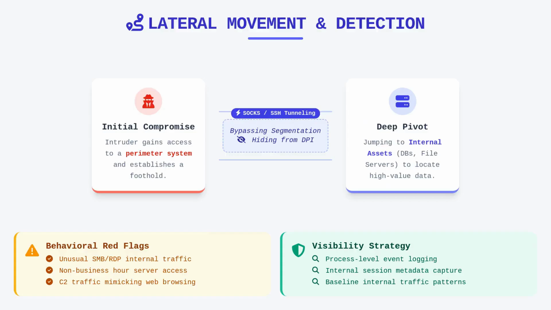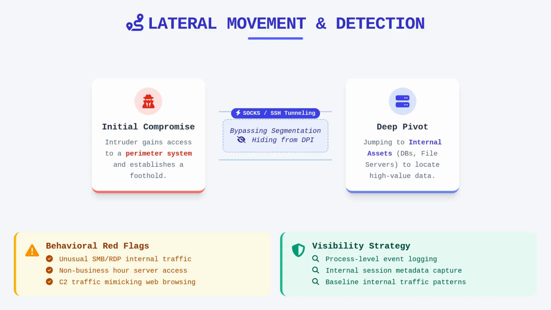Lateral movement is the process by which an intruder jumps from a compromised system to another, often deeper, system within your network. Adversaries commonly employ techniques like SSH tunneling or SOCKS proxies to create persistent, encrypted channels for their internal activities. By tunneling traffic through an established connection, they can bypass traditional network segmentation and hide their communications from standard deep packet inspection.